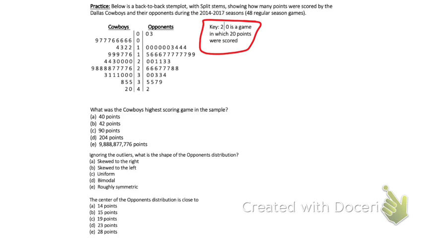What shape is the Cowboys' distribution? It is definitely bimodal. Absolutely. Very good. All right, cool. What if, just for funsies, the Cowboys' distribution looked like that? Obviously it doesn't, but what would that shape be?